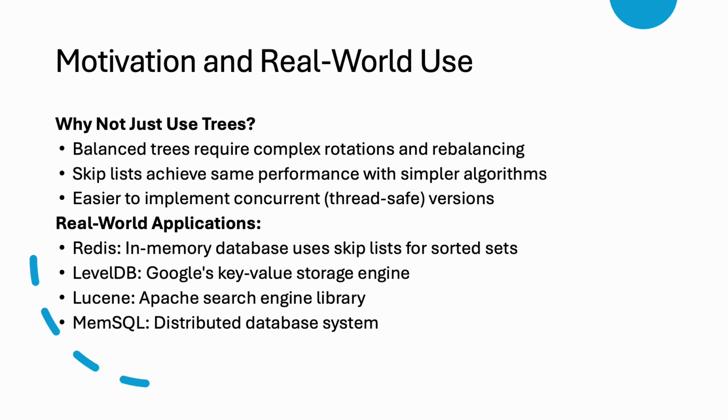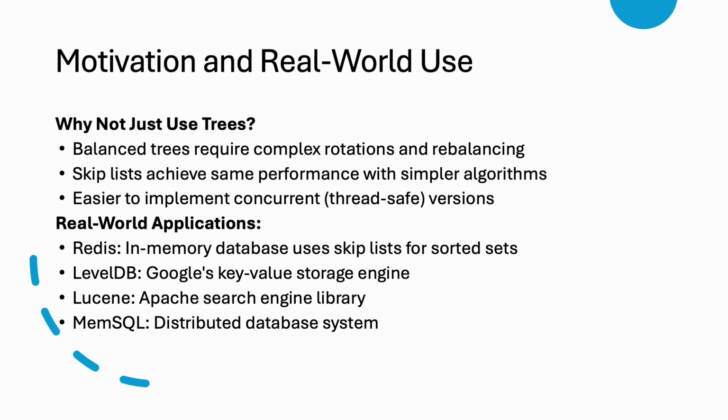You might be wondering why not just use balanced trees if they have already solved the problem? Well, balanced trees require complex rotations and rebalancing after insertion and deletion. The code can be difficult to write correctly and even hard to debug. Skip lists achieve the same O(log n) performance with much simpler algorithms. There are no rotations, no complex balance rules, just straightforward pointer manipulation. Additionally, skip lists are easier to implement in concurrent and thread-safe versions, which is crucial for modern multi-threaded applications.